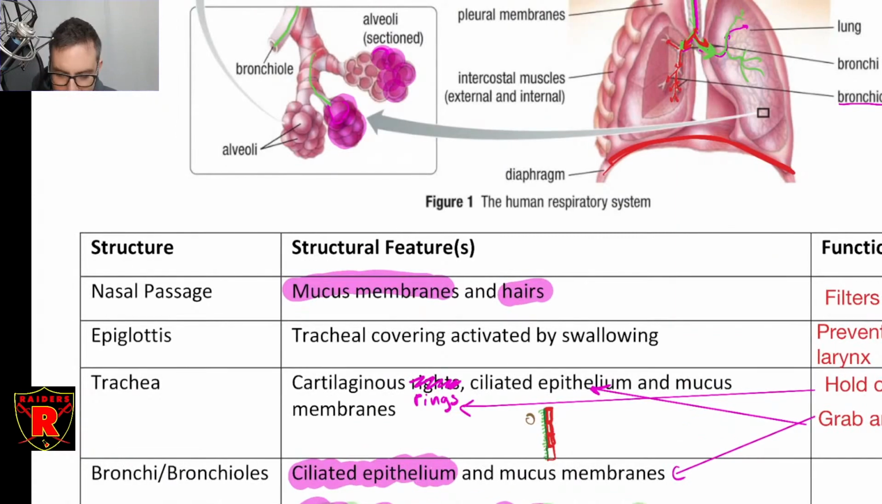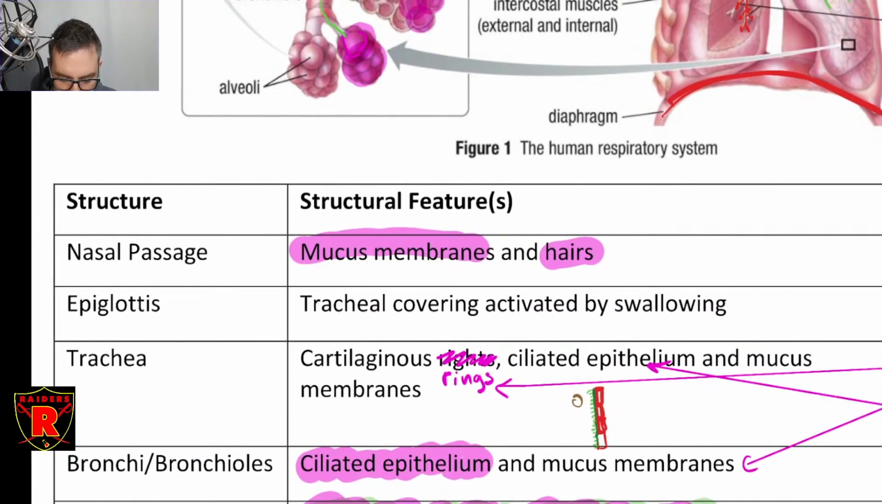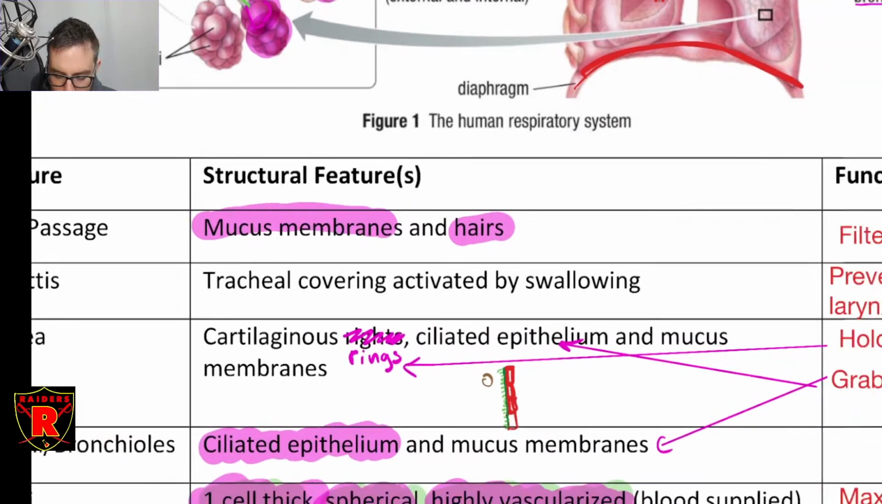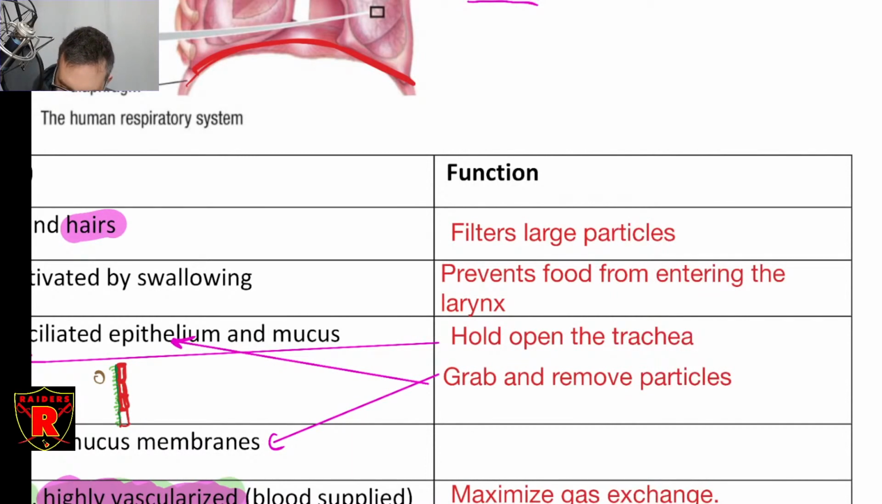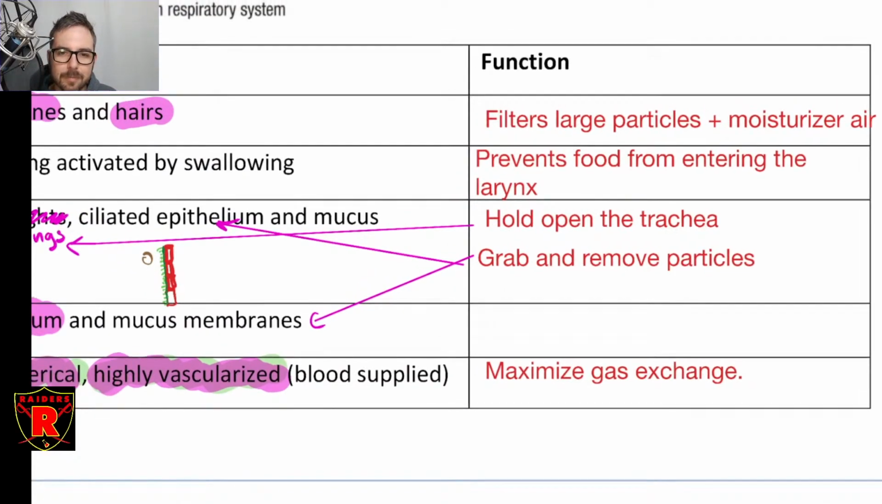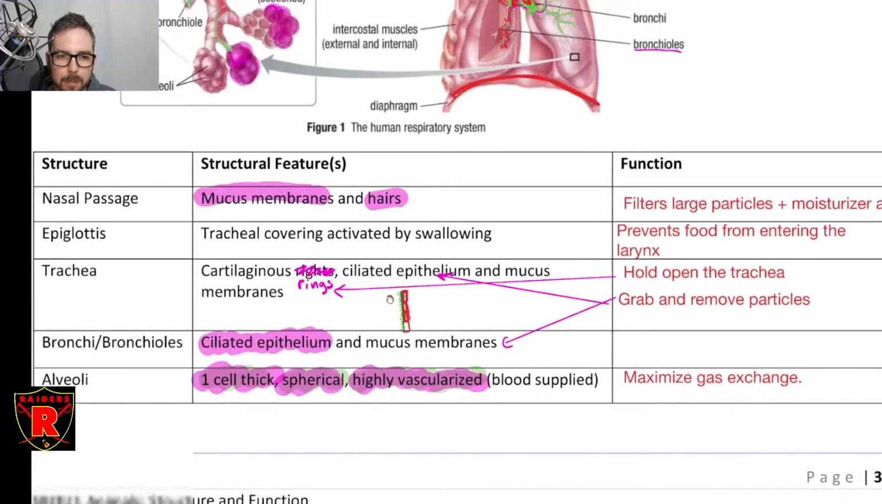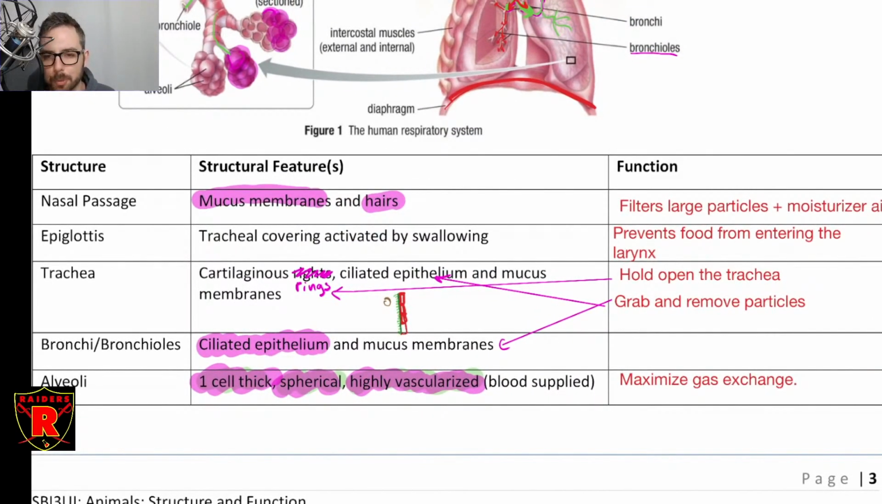So, quick review here about the function. Oh, I neglected to mention some of these things, so I'm going to mention them now. We talked about the nasal passage having mucous membranes and hairs. Remember that those are to filter large particles. And I forgot about the second part, I should write that in: and moisturize air. The epiglottis is there to prevent food from entering the larynx. Don't want that.